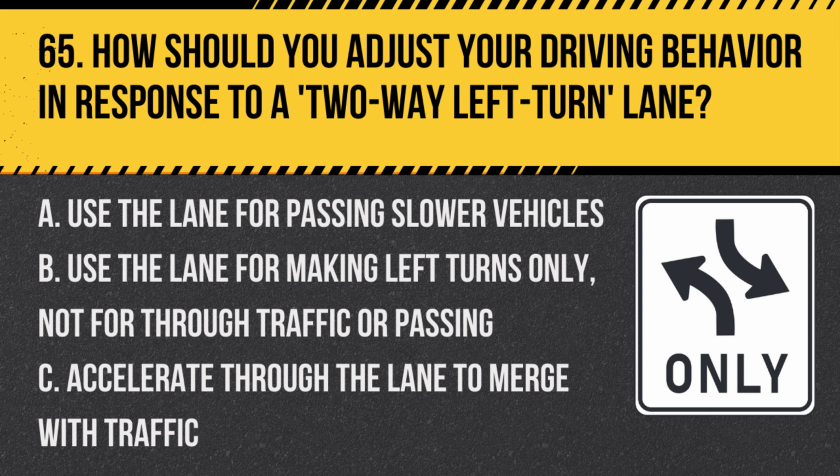A. Use the lane for passing slower vehicles. B. Use the lane for making left turns only, not for through traffic or passing. C. Accelerate through the lane to merge with traffic. Answer: B. Use the lane for making left turns only, not for through traffic or passing. This lane is specifically designed to facilitate safe left turns for vehicles traveling in both directions.